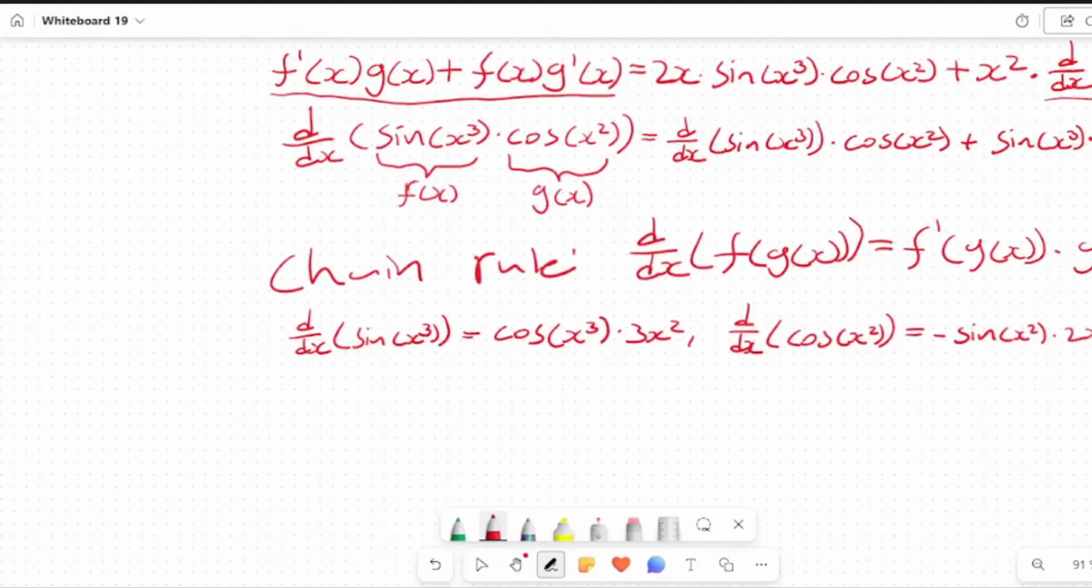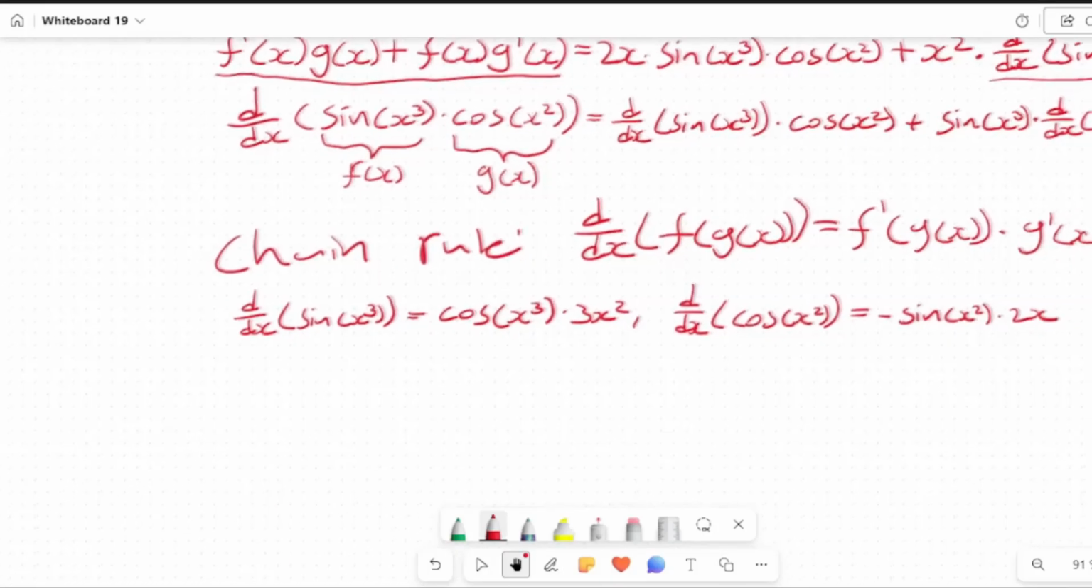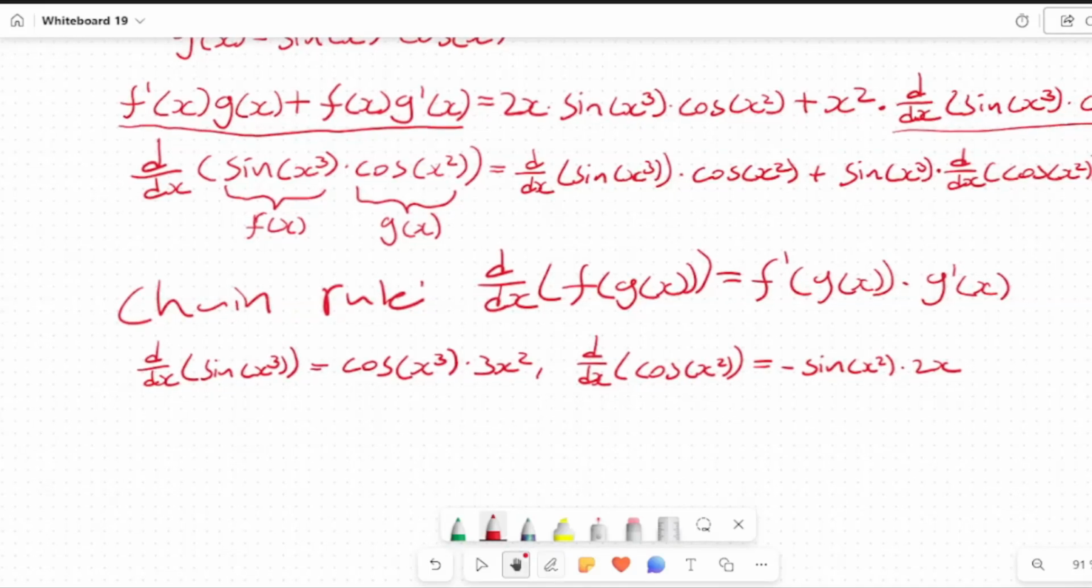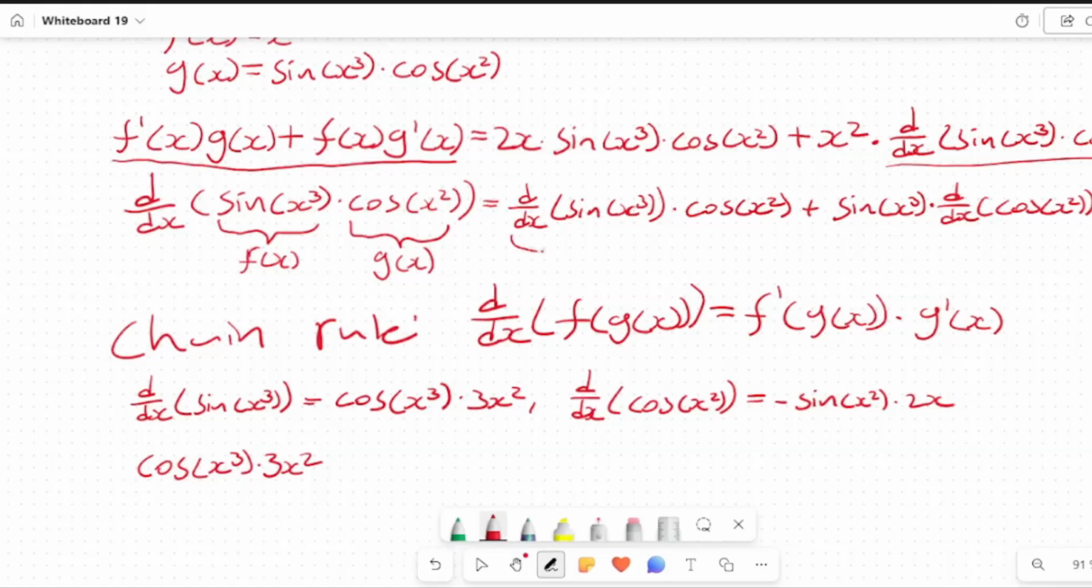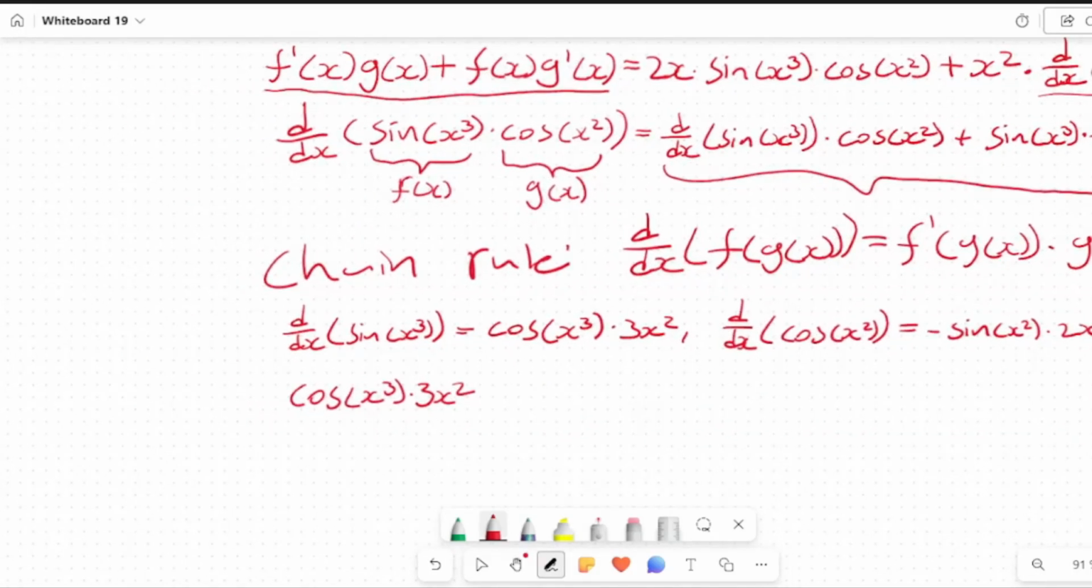So let's finish it off. Derivative of sine of x cubed, that's going to be cosine of x cubed times 3x squared. So I'm basically following this equation right here, right now. So cosine of x cubed times 3x squared times cosine of x squared.